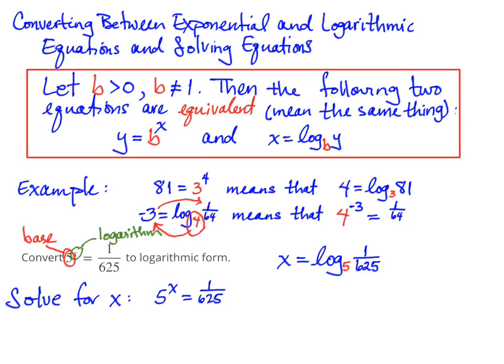So first of all, you might remember that 625 is really 5 to the 4. So the right side is 1 over 5 to the positive 4. And now we can rewrite 1 over 5 to the positive 4 as 5 to the negative 4. So we have 5 to the x is equal to 5 to the negative 4. And now we can use the one-to-one property of exponential functions. If 5 to the negative 4 is the same as 5 to some other number, then those two numbers have to be the same. So x has to be negative 4. That's the one-to-one property of exponential functions.